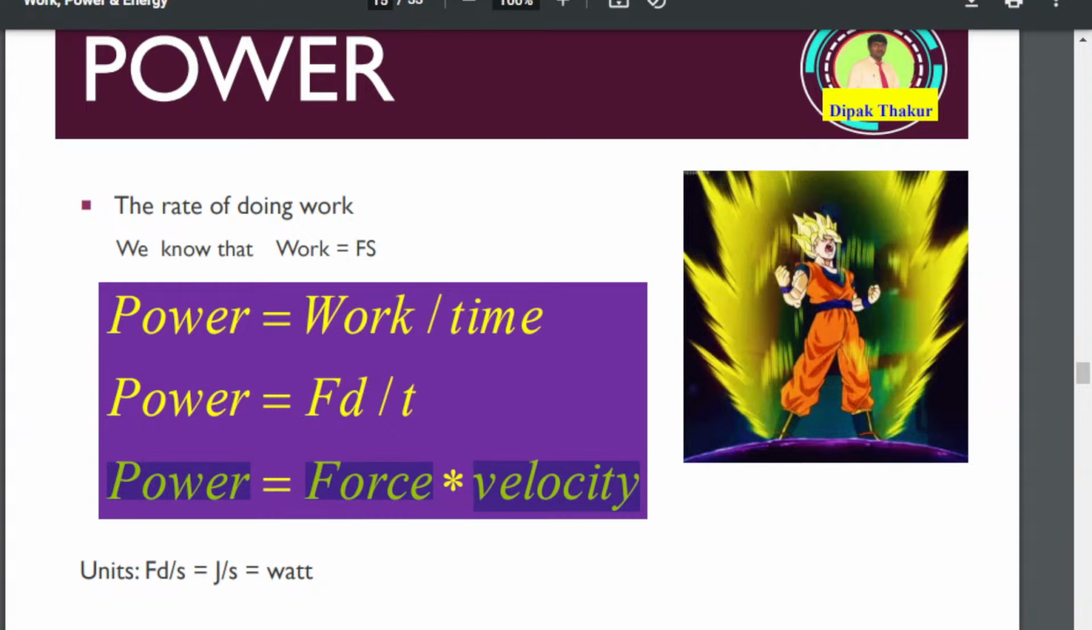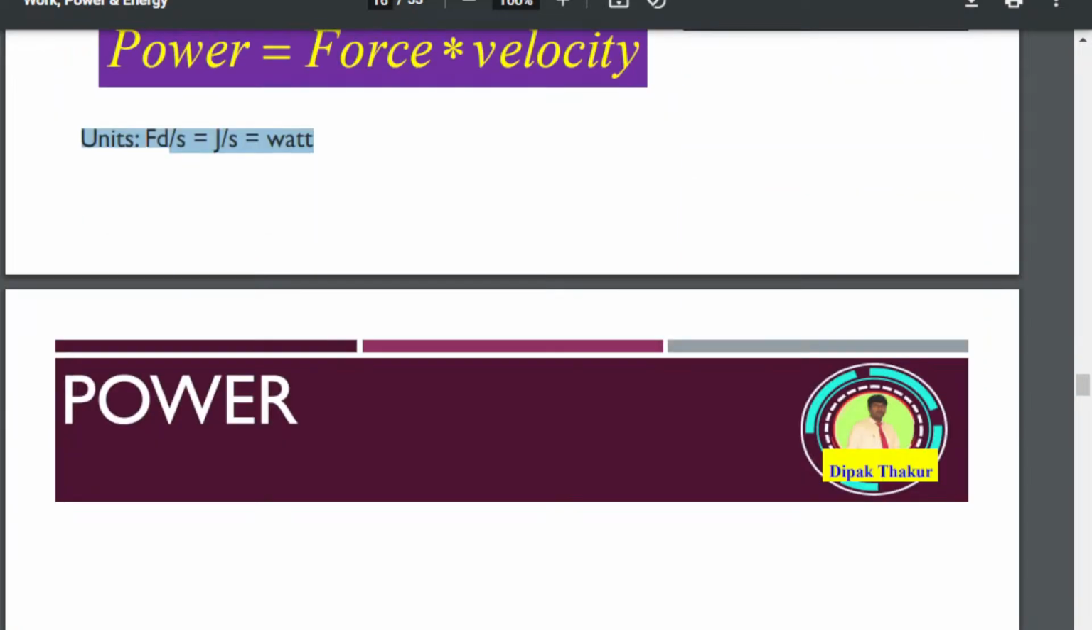So here, we can write down the unit. It is foot per second, or joule per second, or watt.